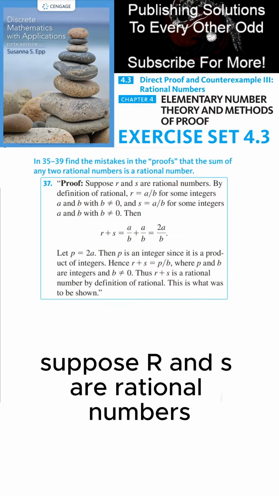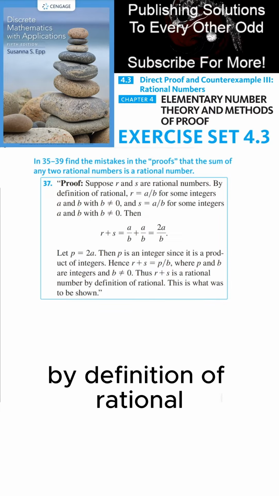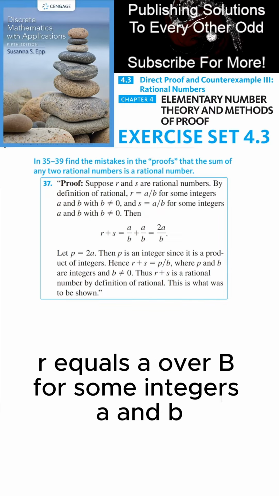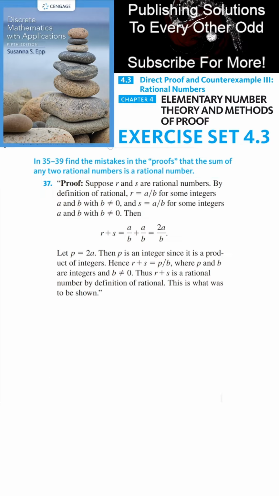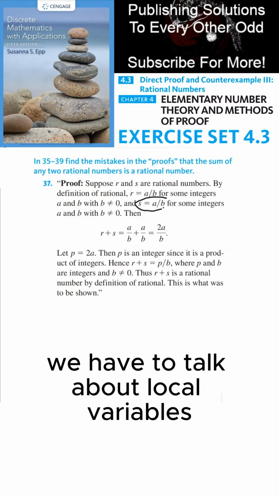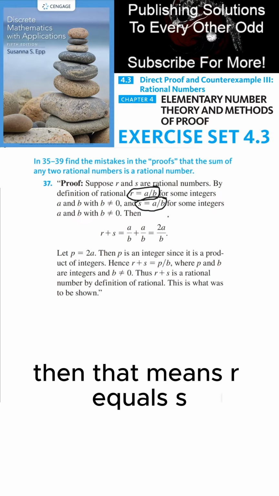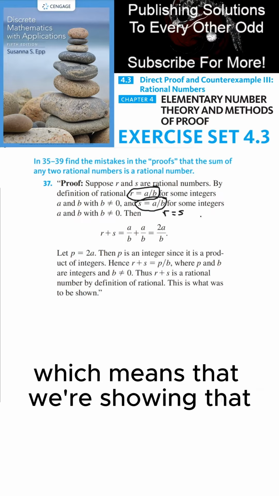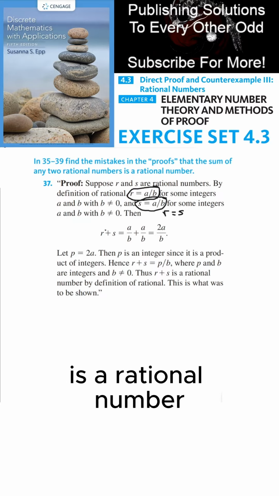Suppose R and S are rational numbers. That's a good start. We instantiate two arbitrary fixed rational numbers. By definition of rational, R equals A over B for some integers A and B with B not equal 0, and S equals A over B. Ooh, okay, right off the bat, we have to talk about local variables. So if R equals A over B and S equals A over B, then that means R equals S, which means that we're showing that the sum of any two of the same rational numbers is a rational number.